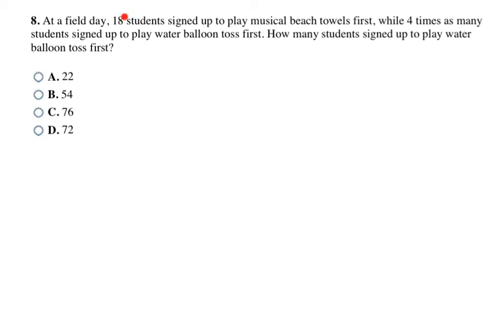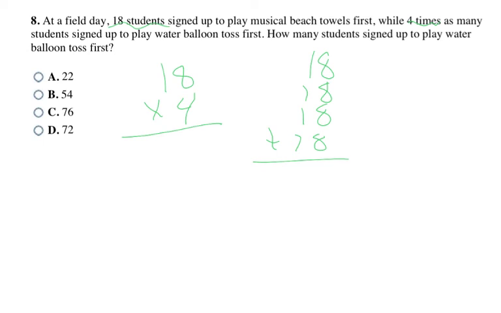At a field day, 18 students signed up to play musical beach towels first, while 4 times as many students signed up to play water balloon toss first. How many students signed up to play water balloon toss first? So it's asking for the total number of students that want to play the water balloon toss. So if I look here, it tells me that that's 4 times as many as the musical beach students, which was 18. So that means I'm going to take 4 times 18. So once again, if you're not familiar with how to multiply this way yet, you can take 18 and add it to itself 4 times instead. Both of these ways will get you the same answer.